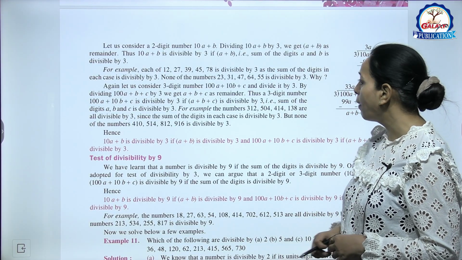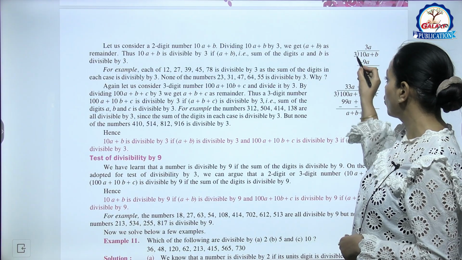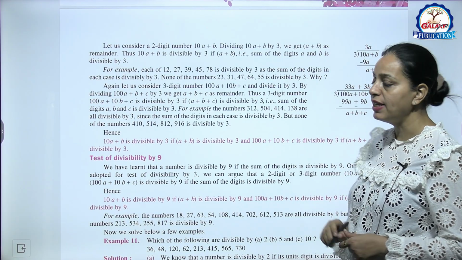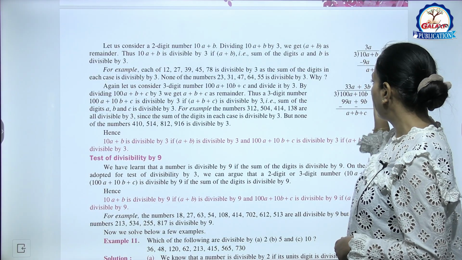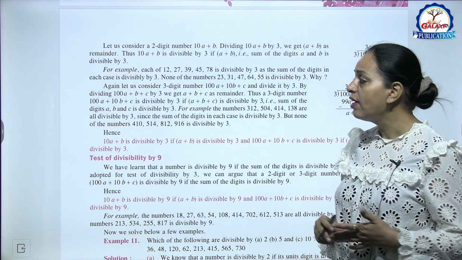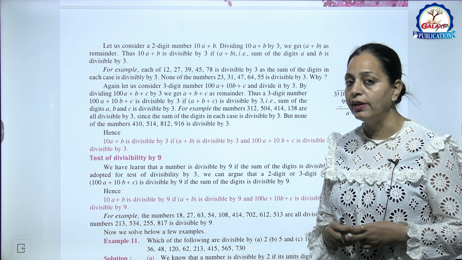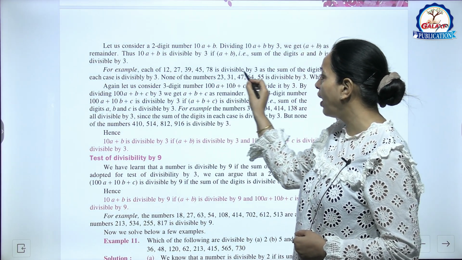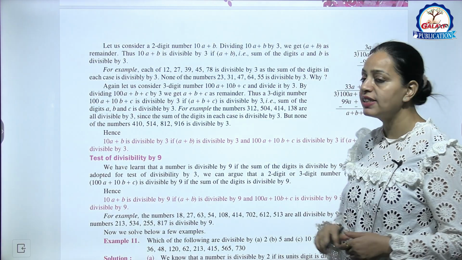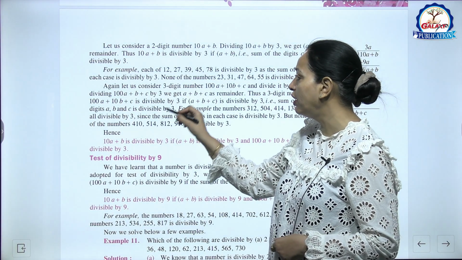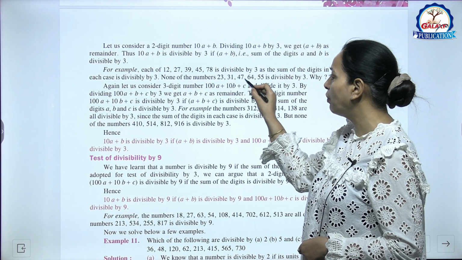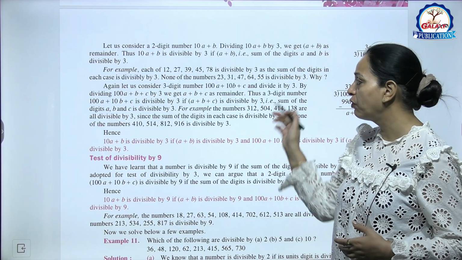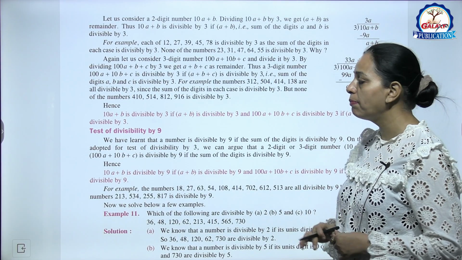Okay, now for example, see here 10a plus b, we divided this by 3, we are getting 3a as quotient and a plus b as remainder. And if a plus b is also divisible by 3, then the number is divisible by 3. So that's why each of 12, 27, 39, 45 is divisible by 3, as the sum of the digits in each case is divisible by 3. None of the numbers 23, 31, 47, 64, 55 is divisible by 3. Why? Because the sum of the digits is not divisible by 3.